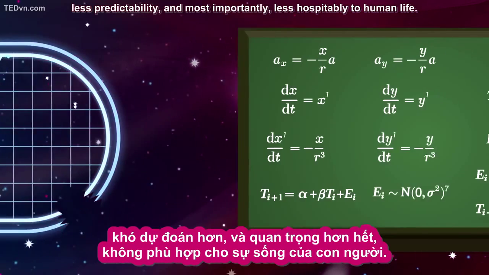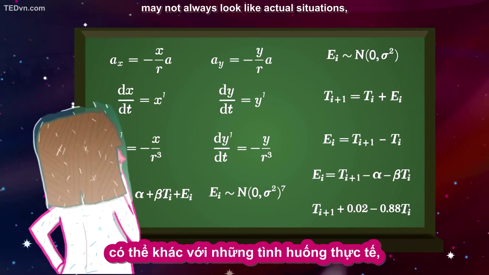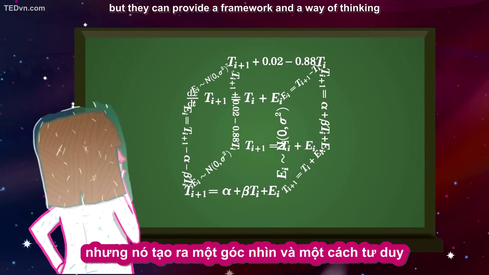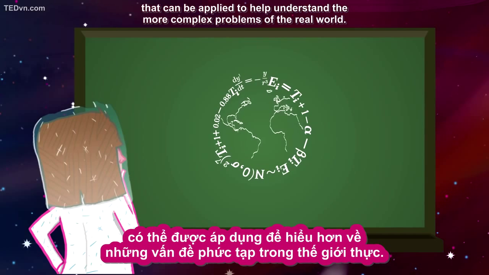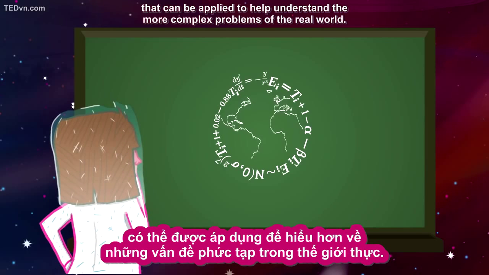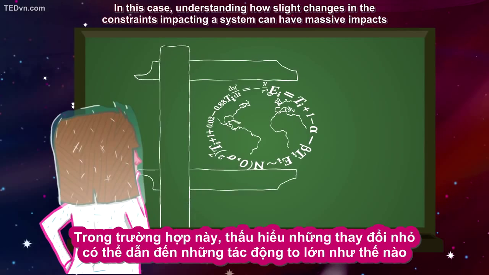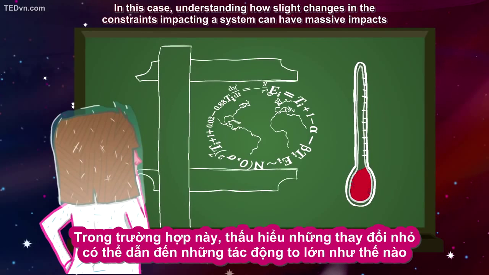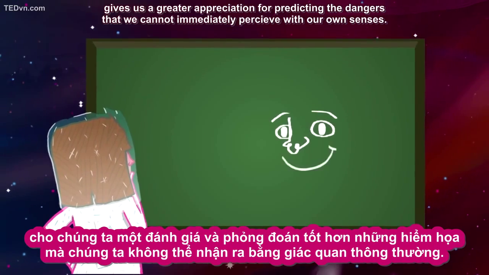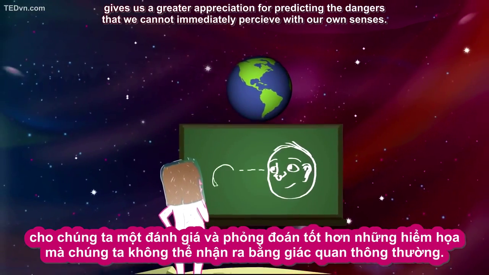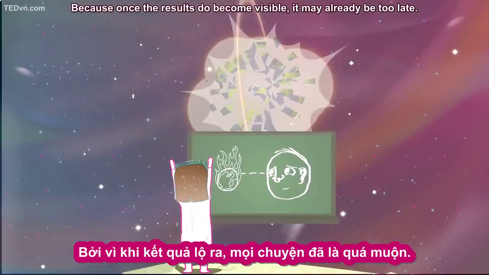The hypothetical models that mathematicians study in detail may not always look like actual situations, but they can provide a framework and a way of thinking that can be applied to help understand the more complex problems of the real world. In this case, understanding how slight changes in the constraints impacting a system can have massive impacts gives us a greater appreciation for predicting the dangers that we cannot immediately perceive with our own senses. Because once the results do become visible, it may already be too late.